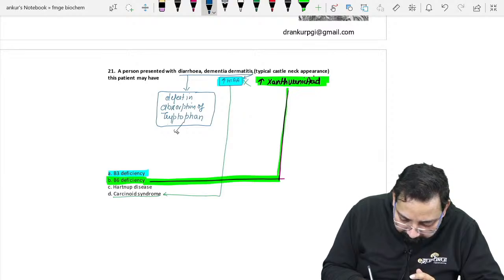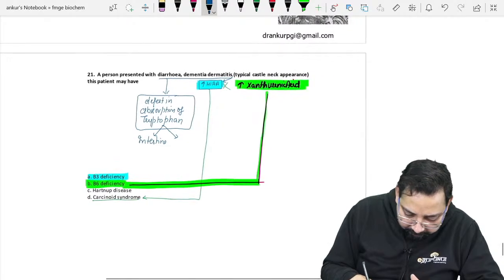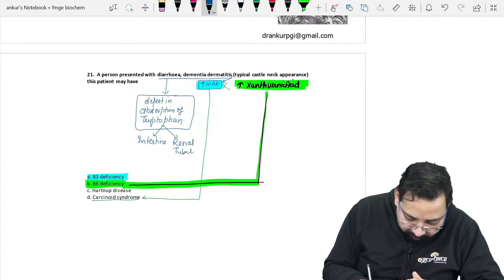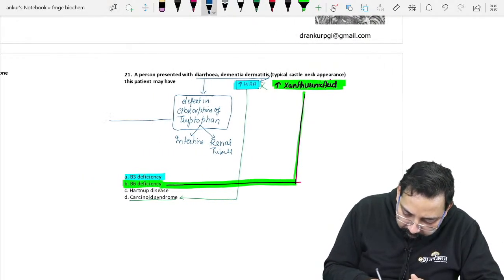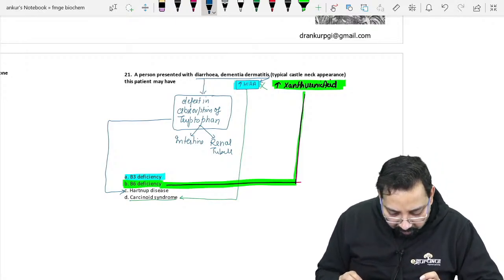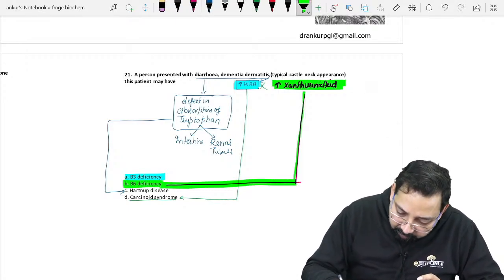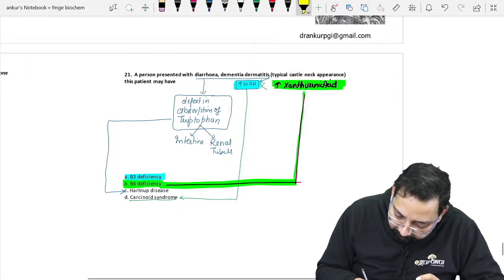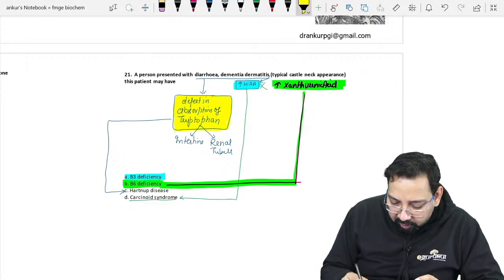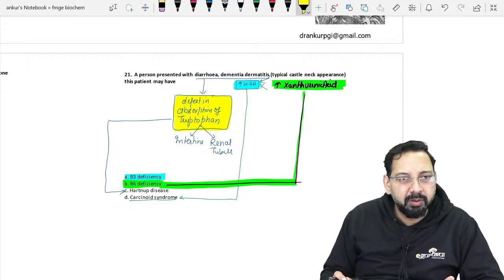In intestine and renal tubule, then the answer would become Hartnup disease. So the purpose of telling you in this way is that they are asking the same question again and again. Don't be surprised why they are asking such a simple question.